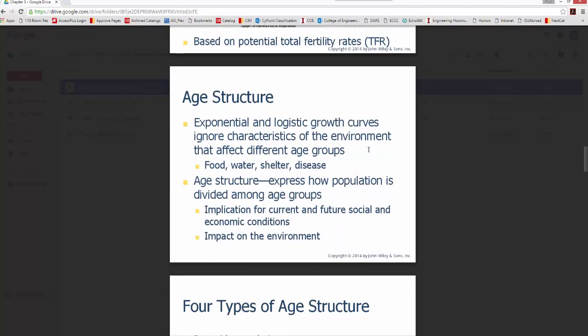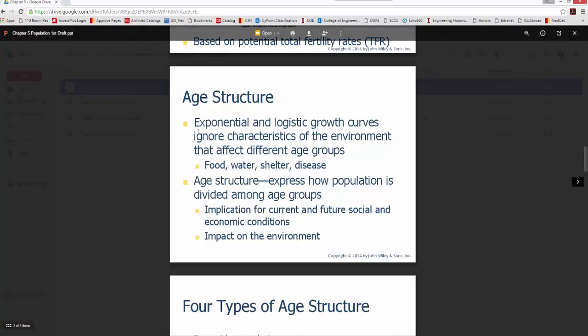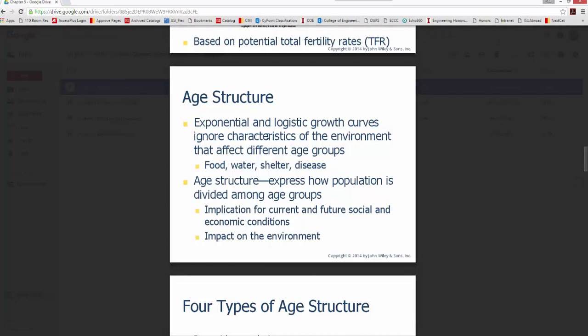So let's talk about age structure. Age structure definitely plays a role in population dynamics. And the age structure is based upon exponential and logistic growth curves. They actually ignore characteristics of the environment.